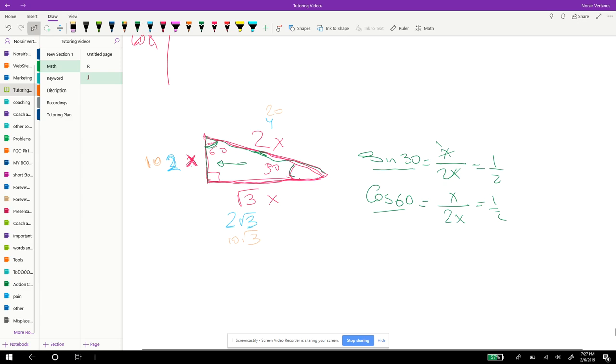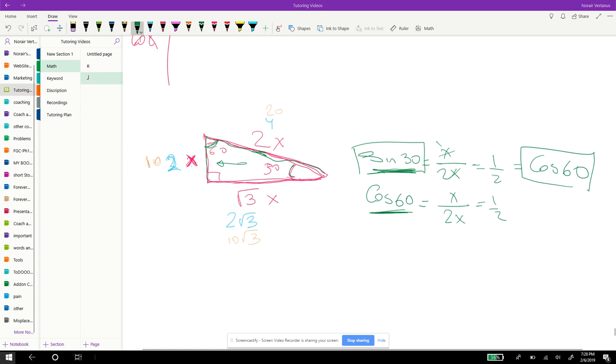Basically, in a right triangle, for complementary angles, sine of one of them is equal to cosine of the other one. So these are equal, and I'm going to write it here. That's why sine of 30 is equal to cosine of 60. So this is the result.